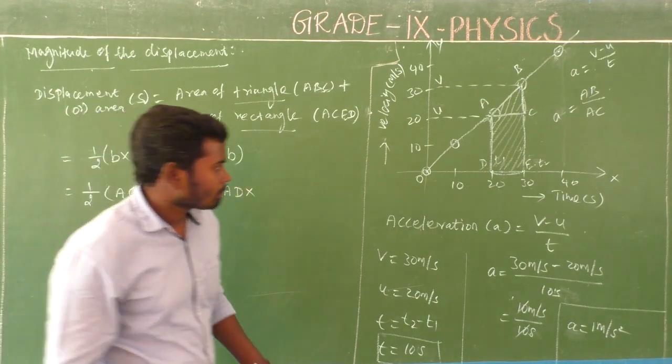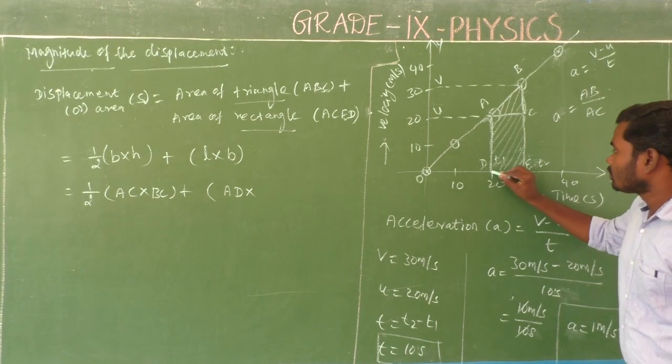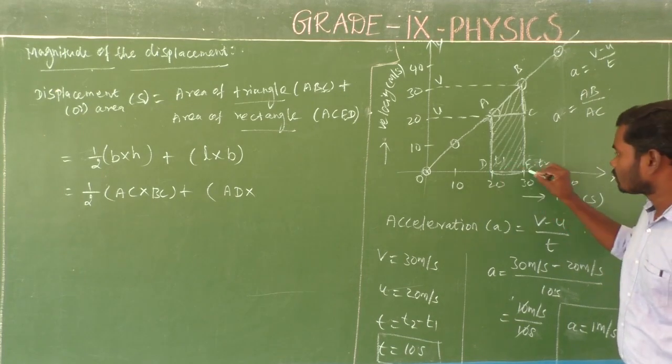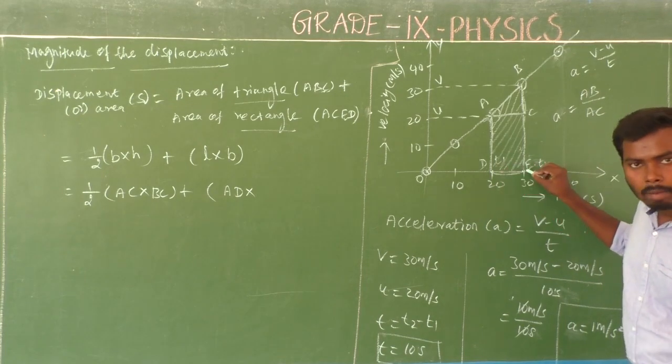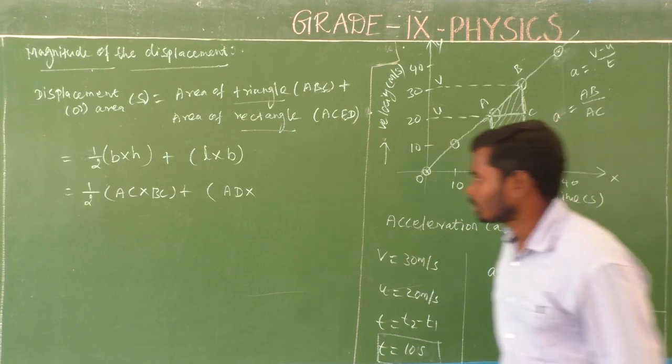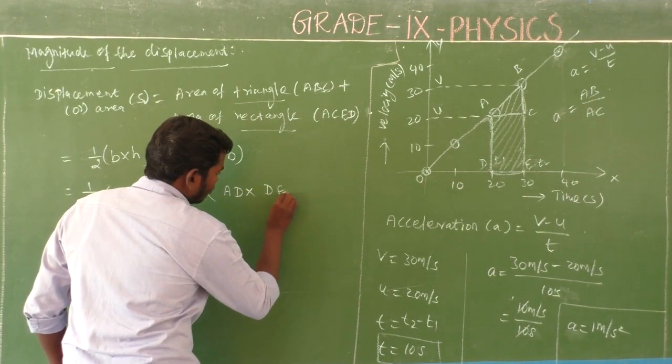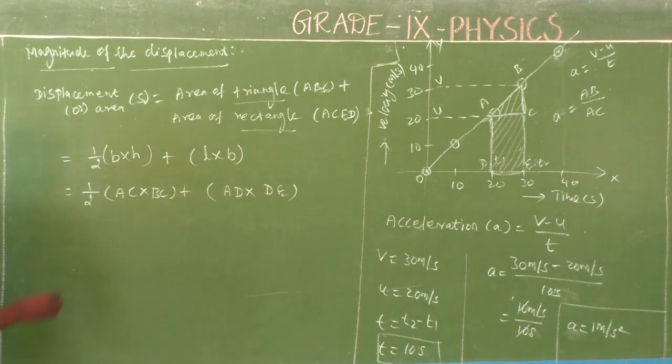What is breadth, B? Look here. DE is the breadth. Am I right? DE is the breadth. Is it clear? Yes.